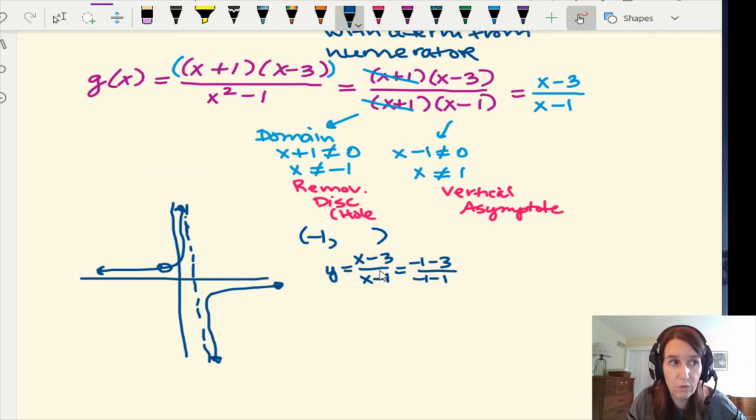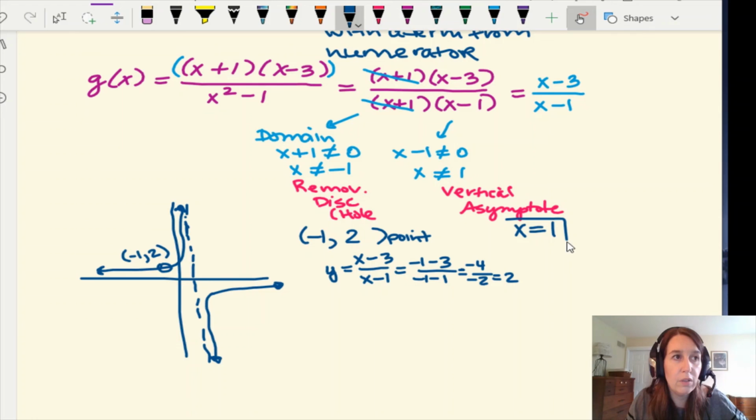That's the x coordinate plugged in. I'm getting negative 4 divided by negative 2. So I'm getting 2. So my hole is the point negative 1 comma 2. That's right there. Negative 1 comma positive 2. And then here my vertical asymptote is the vertical line x is equal to 1. So I'm going to be asked about where is the vertical asymptote specifically? It's at x is equal to 1.